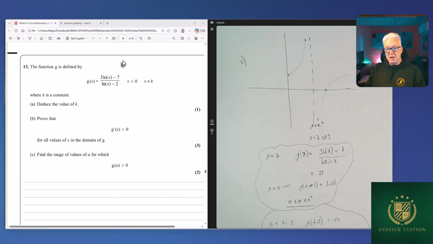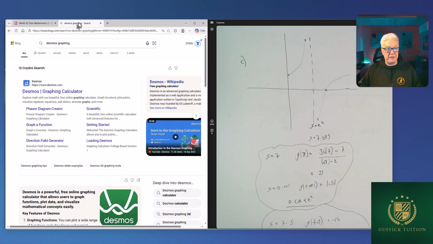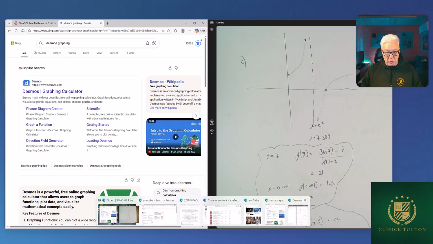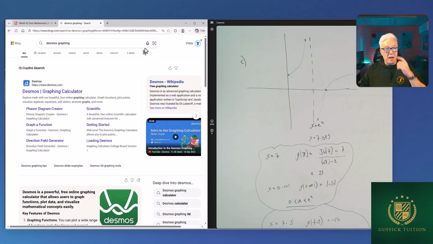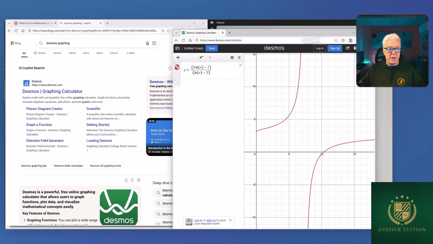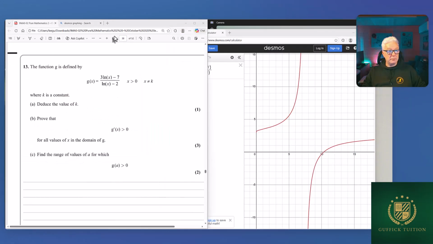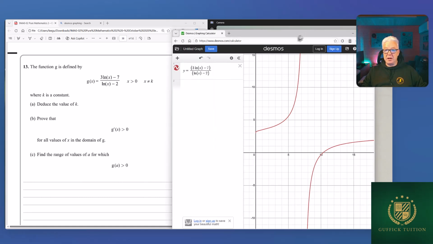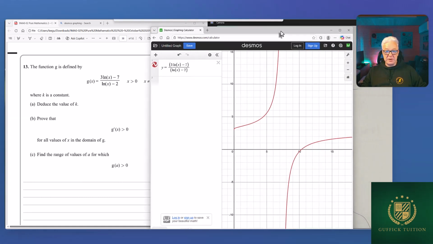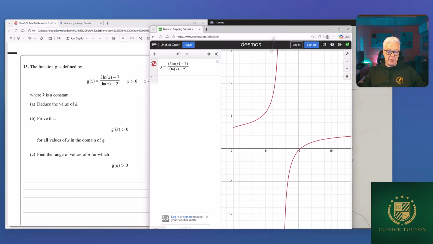This is one of those situations where if you have a graphing calculator, you're at an immediate advantage, because you could program that whole function into Desmos, or rather into your graphing calculator, straight away in order to get a picture of what it looks like. And when you do that, here's one I prepared earlier. I've entered this function from this question into Desmos, so we can instantly see what it looks like.